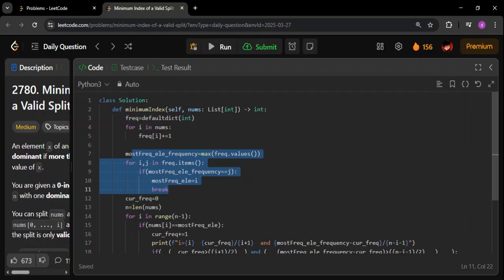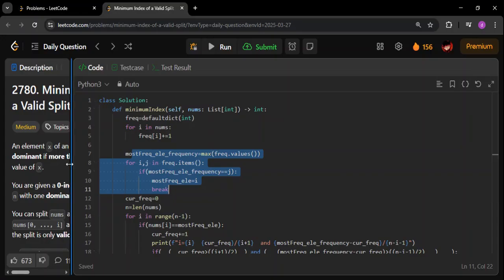Even if you see the space and time complexity of this, it is O of n and O of n. There are algorithms with which you can get the dominant element without having a hash map or any data structure as such. With constant space you can get the dominant element. That's what they mentioned in the editorial, so you can go through it.